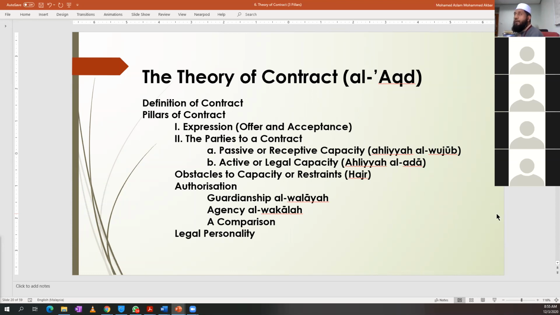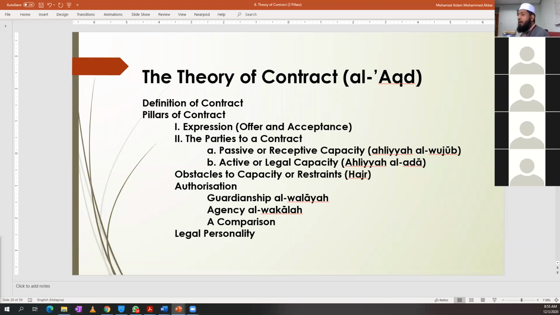So now we are going into the second pillar. The first pillar is about how. How do we do the expression? How do we make the expression?